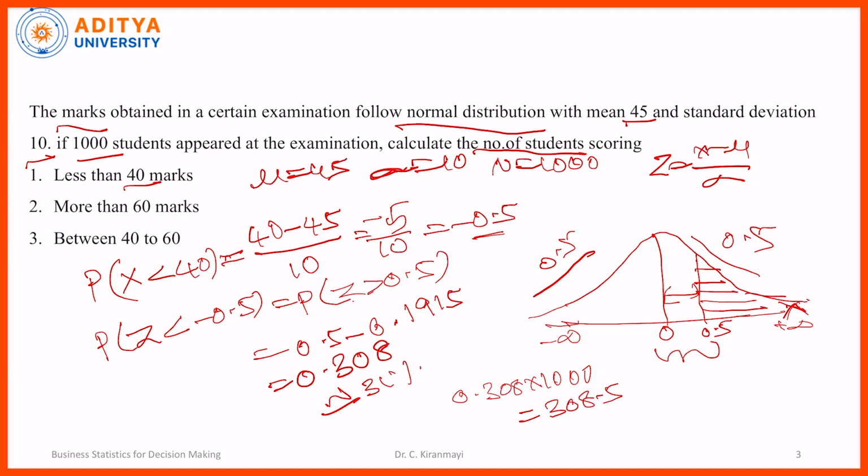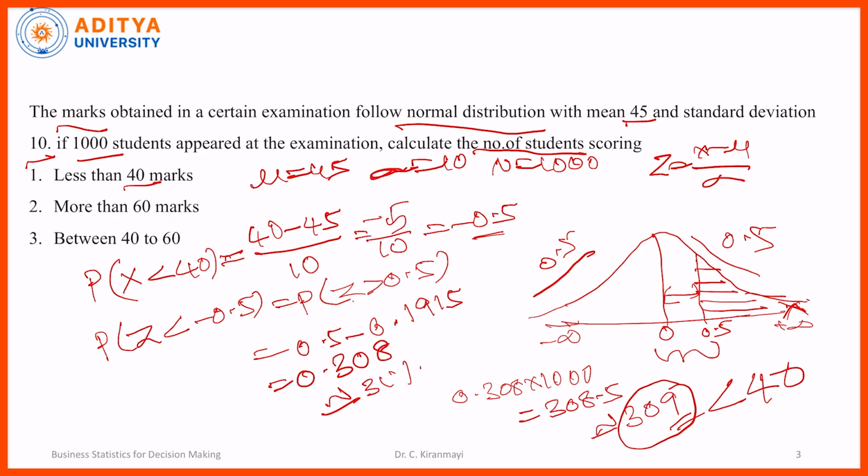308.5. Since we cannot represent count of persons in decimals, it is approximately equal to 309. Now, coming to the interpretation part, what does this 309 tell us? That is more important. From this value we can interpret that, out of 1000 students, 309 students have scored less than 40.